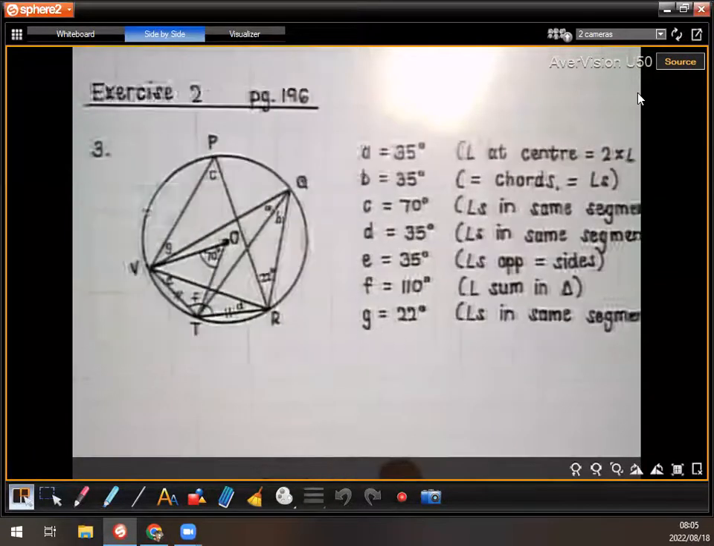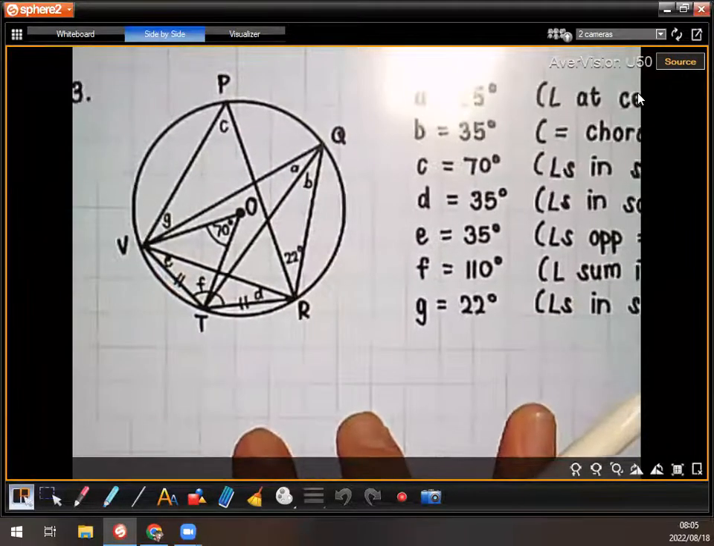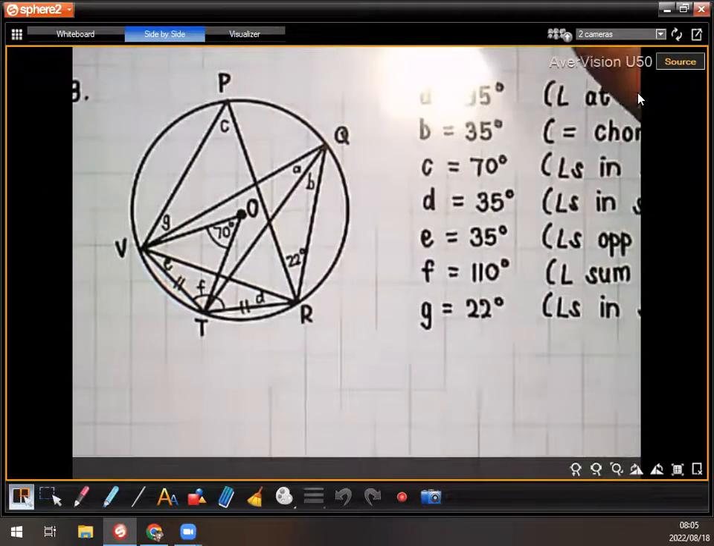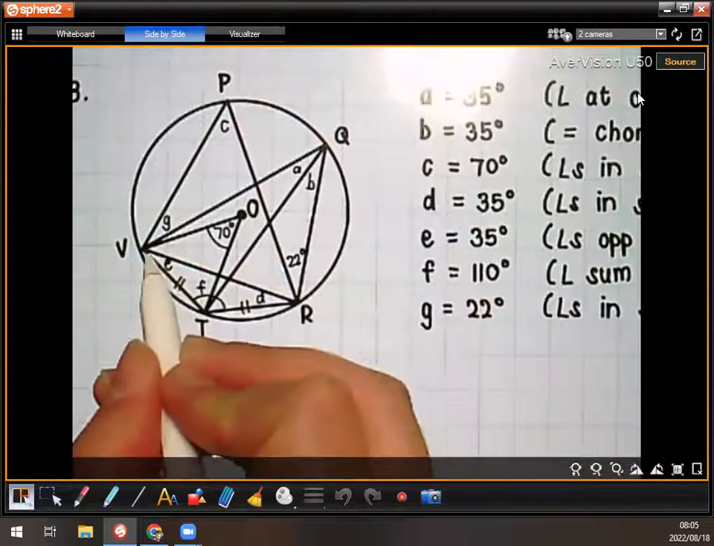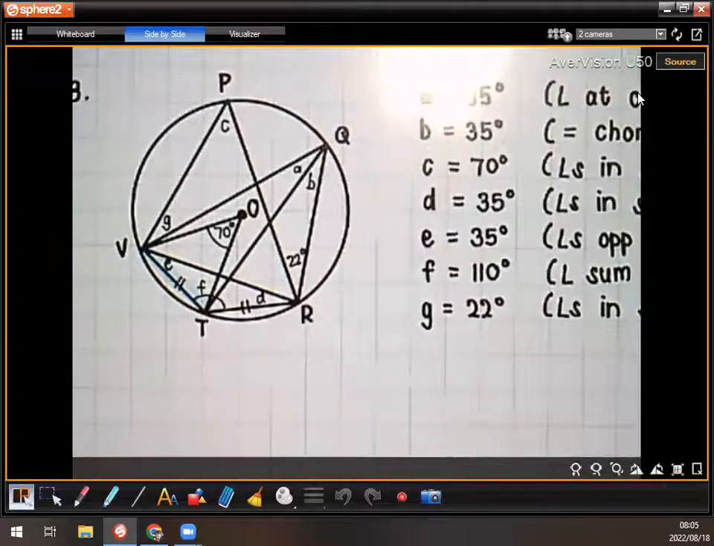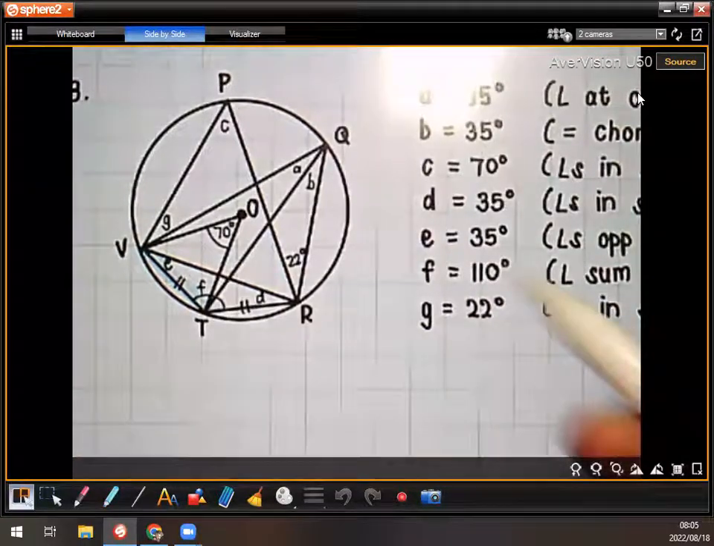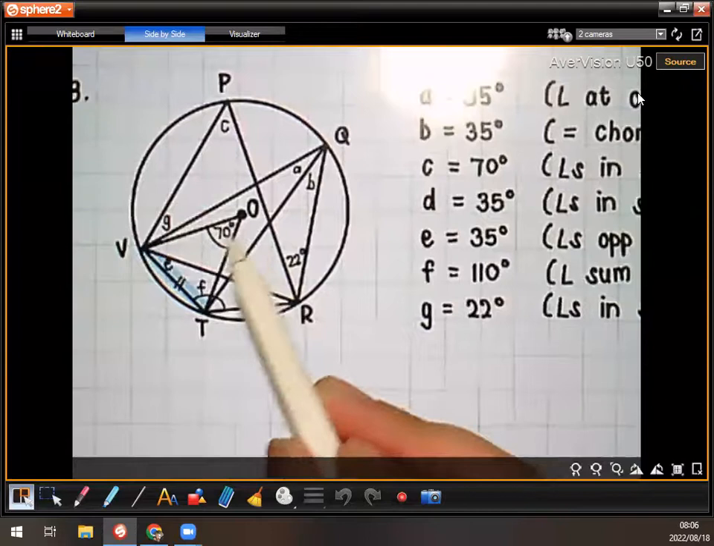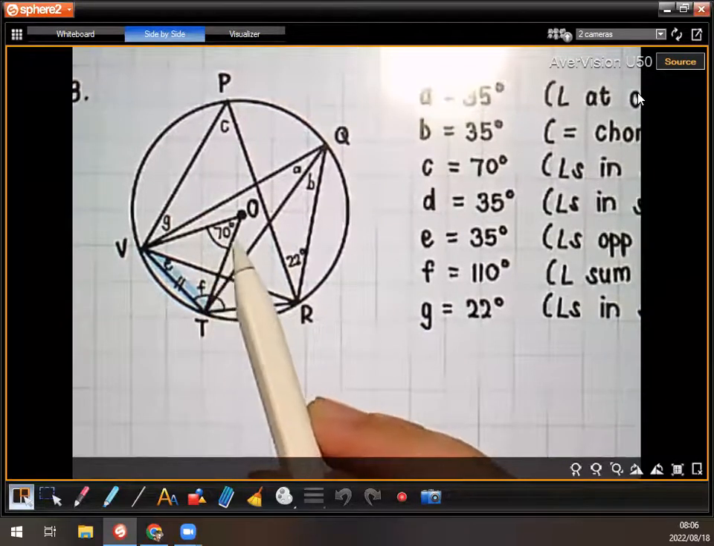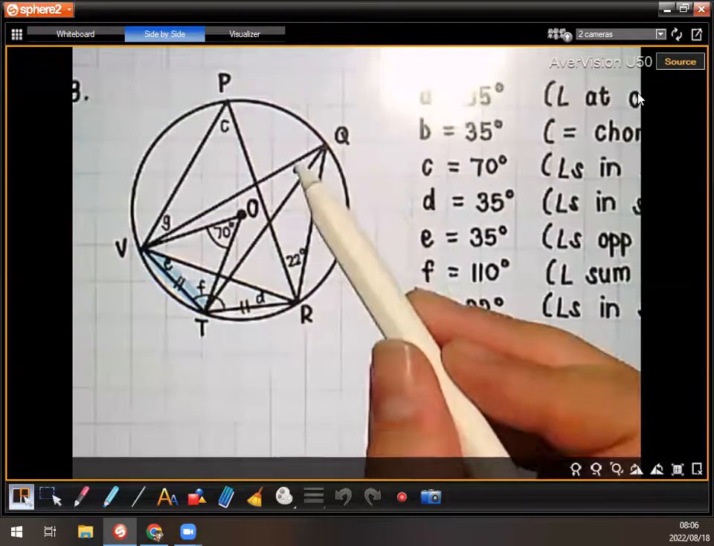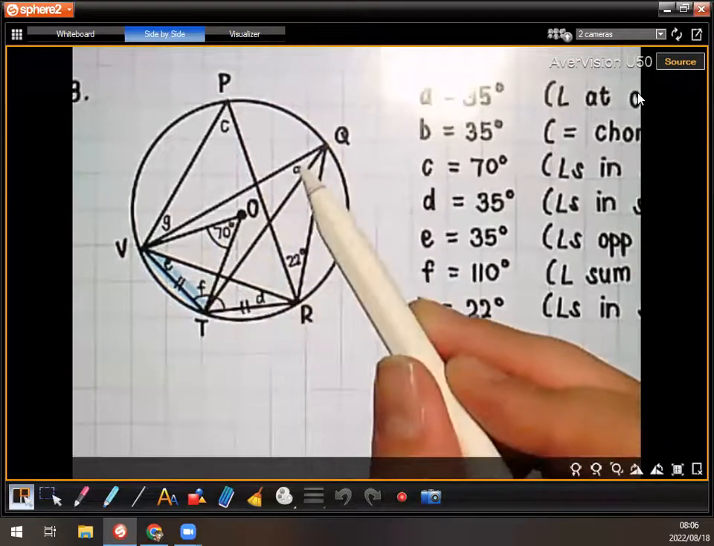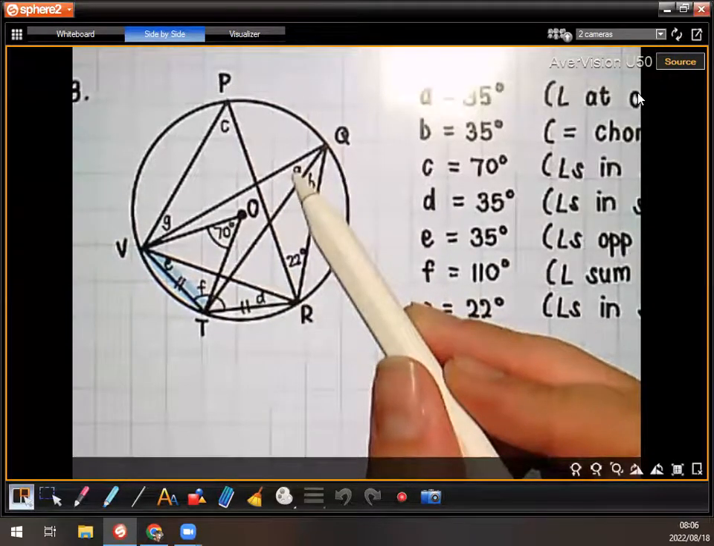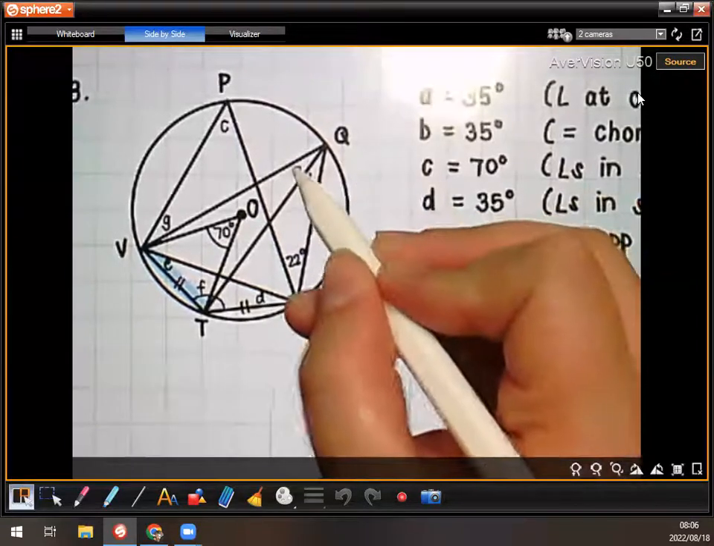Okay, just quickly, I'm gonna show you my highlighting. I didn't want to highlight ahead of time. I wanted to do it with you guys. So if we are having to find A, you will say that A is obtained by chord VT, but then that same chord VT also pertains to the angle at the center. The angle at the center always has to be double the angle at the circumference. So that means that A is going to be half of 70. So A is 35.